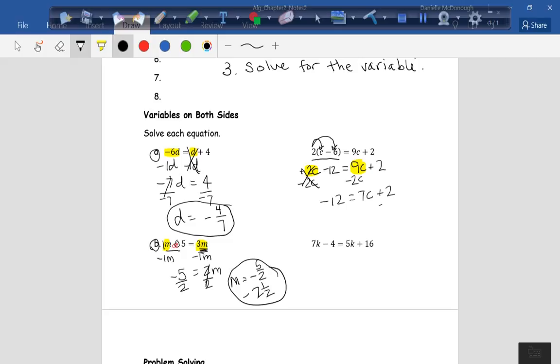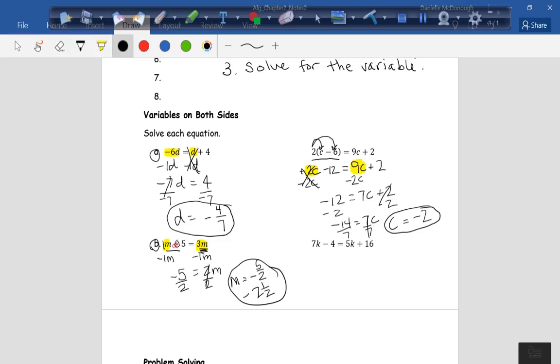So remember we have to undo our addition or subtraction first. So I'm going to subtract 2. Negative 12 minus 2 is negative 14 equals 7c. And then now I'm going to divide by my 7 to get c is equal to negative 2.